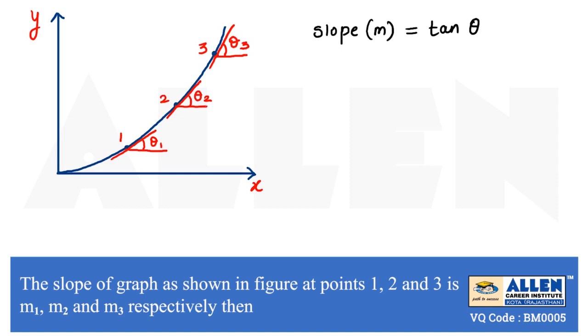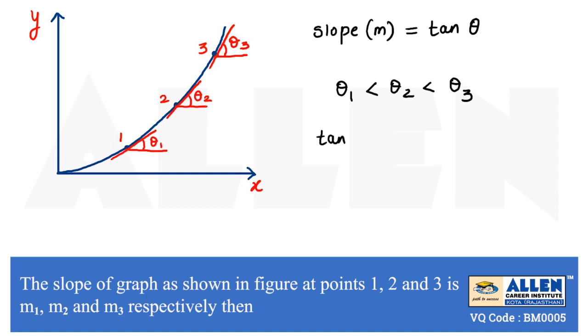With the help of figure, we can easily see the angle keeps on increasing, that is theta 1 is lesser than theta 2 and theta 2 is lesser than theta 3, means angle keeps on increasing, and in trigonometry we know as the angle increases, the value of tan theta also increases.